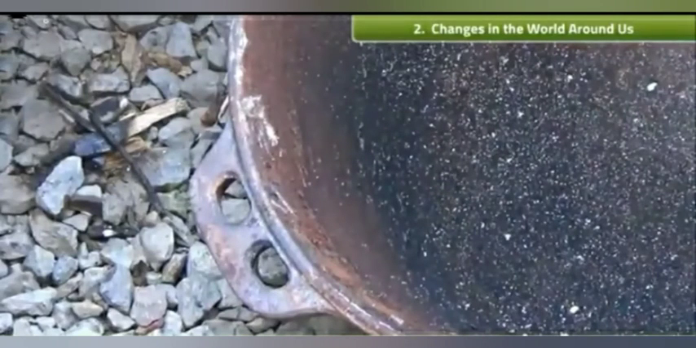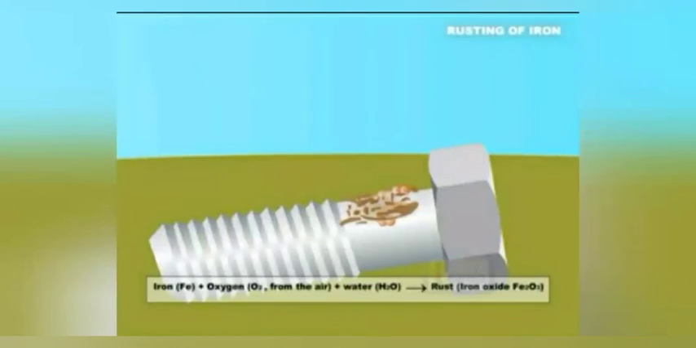Rusting. When a piece of iron is left out in the open for some time, it forms a film of brownish substance. This is nothing but rust, and the process is called rusting. Let's represent the process of rusting through this equation. Iron, oxygen, water give rise to rust. Rust is nothing but an iron oxide.